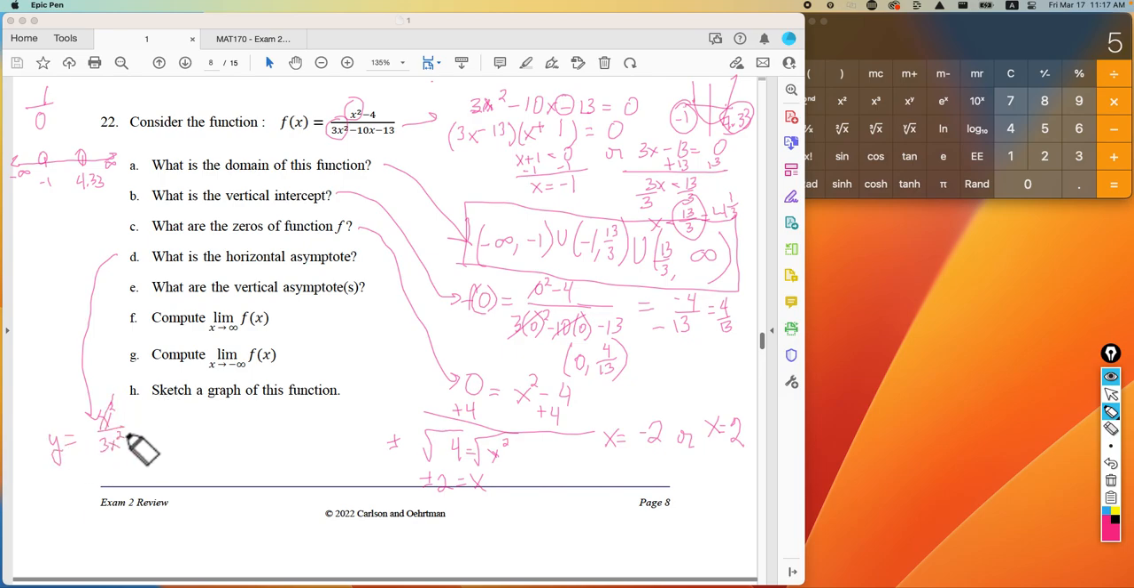X squared divided by x squared cancels. So that's 1 over 3. It's y equals 1/3. The horizontal asymptote, y equals 1/3.